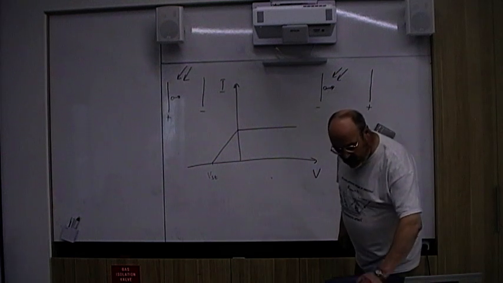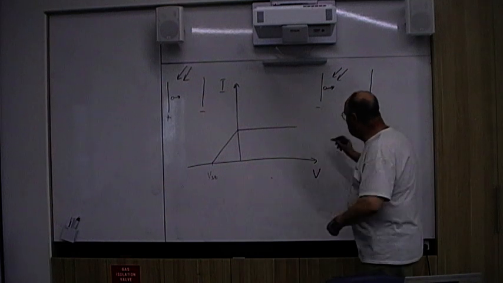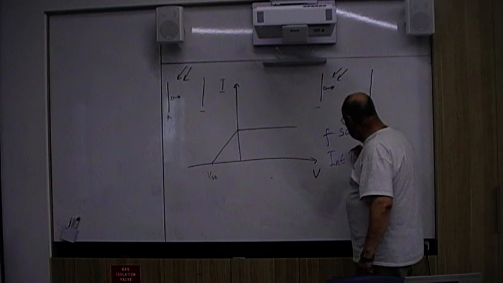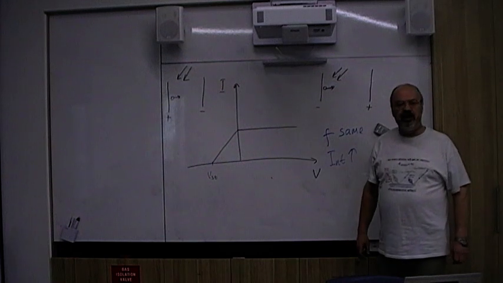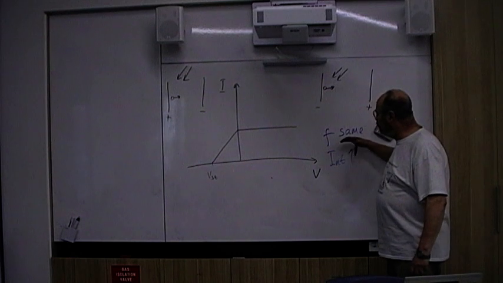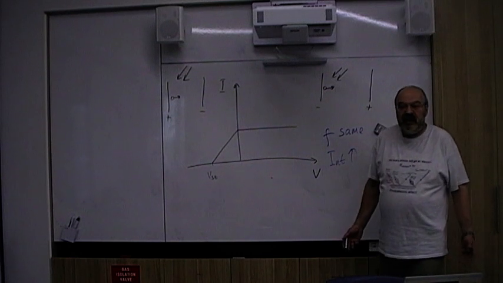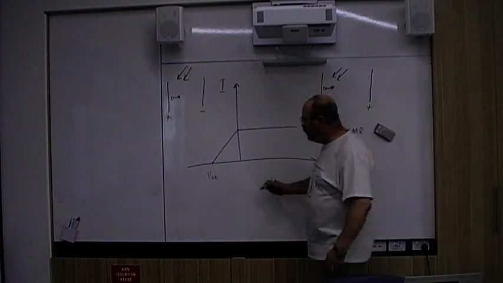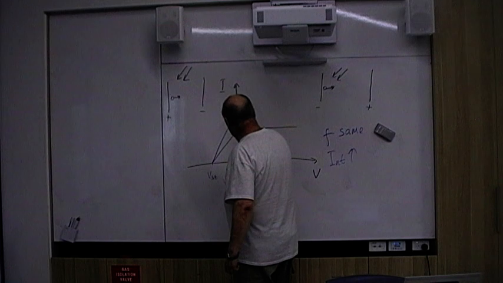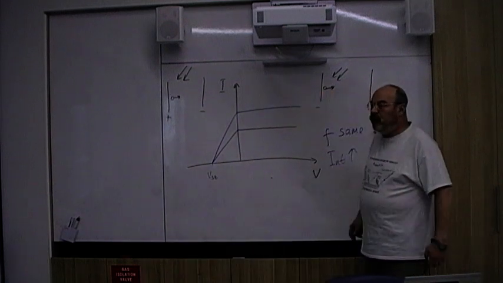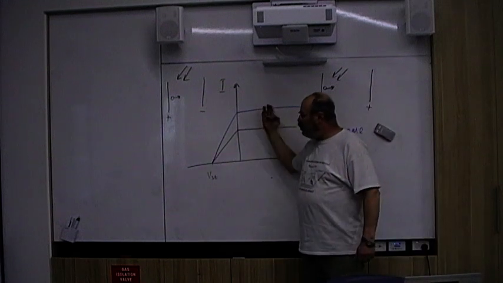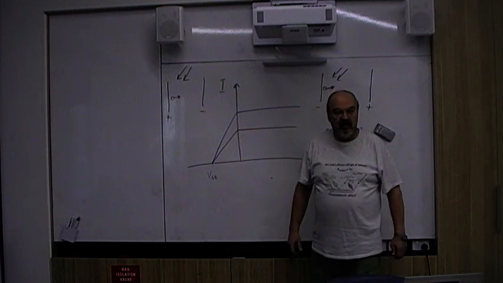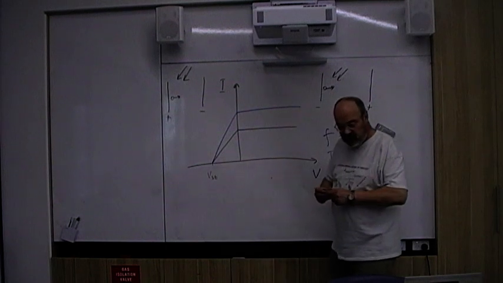Now, if we increase the intensity and keep the frequency the same, what will change in the graph? Will the stopping voltage change if we increase intensity with the same frequency? No, because photons have the same energy. When we increase intensity, what did we change? More photons. So we will have the same stopping voltage, but more current, because more photons are coming in, so more electrons come out. But the energy of each individual photon is the same, so the maximum kinetic energy stays the same.